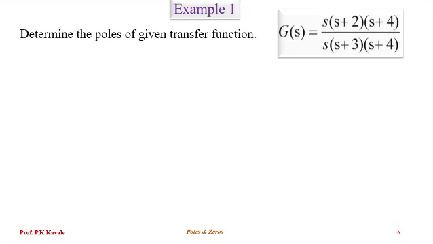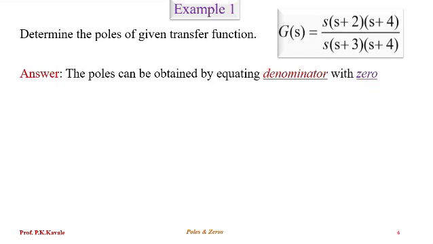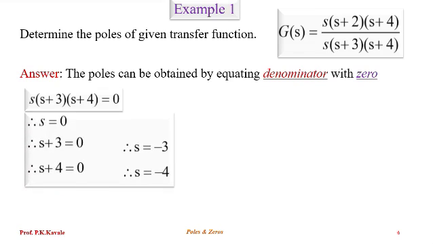So we'll take one example. Consider in front of you this transfer function, with a numerator polynomial and a denominator polynomial. We have to find its poles. So we take the denominator polynomial and equate it to 0. What is the denominator polynomial? S, S plus 3, S plus 4 is equal to 0. Now we find the roots, the possible values of S. The possible values of S are 0, minus 3, minus 4. Hence, poles are 0, minus 3, minus 4.